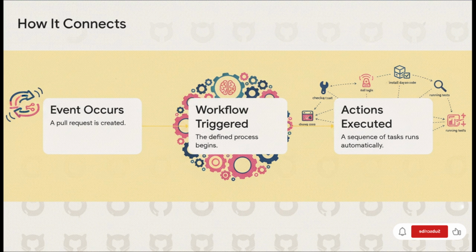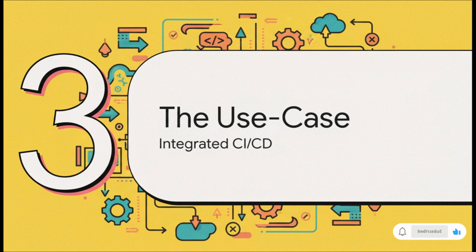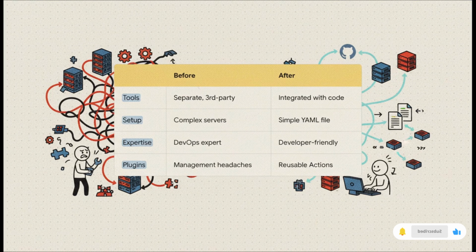you lifting a finger. Okay, so now let's talk about the biggest, most powerful use case for GitHub Actions, building a fully integrated continuous integration and continuous delivery, or CI/CD, pipeline. For years, if you wanted CI/CD, you had to wrestle with all these separate third-party services. It meant complicated server setups, plug-in nightmares, and you often needed a dedicated DevOps specialist just to keep the lights on. GitHub Actions completely flips that script.